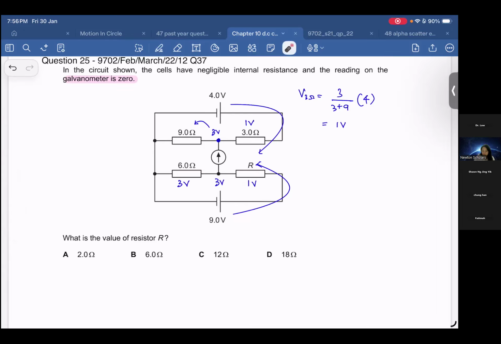How it turns is also important. From positive, it turns like this, so it will drop 1 volt first, leaving 3 volt for the 9.0 ohm. So I know this one is 3 volt. This point is also 3 volt because the galvanometer here reads 0. This one is positive, moving in this way. Here is 3 volt, meaning that this unknown R has already dropped 1 volt. Wesley, correct. So based on this, you can use the potential divider to find the answer. Okay, let me check.